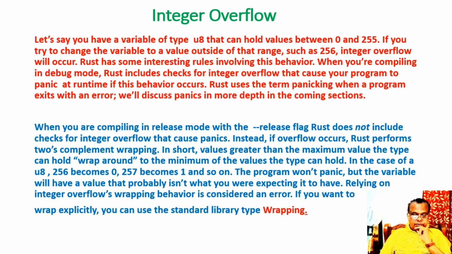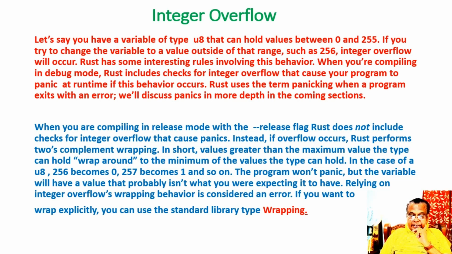When you are compiling in release mode with the --release flag, Rust does not include checks for integer overflow that cause panics. Instead, if overflow occurs, Rust performs two's complement wrapping.